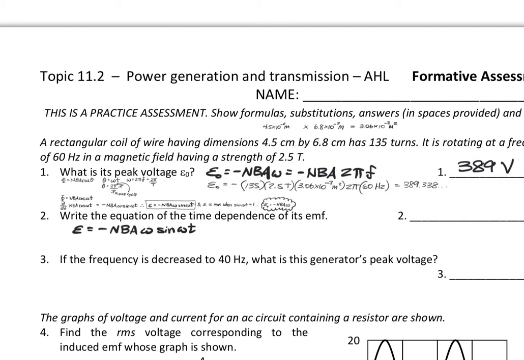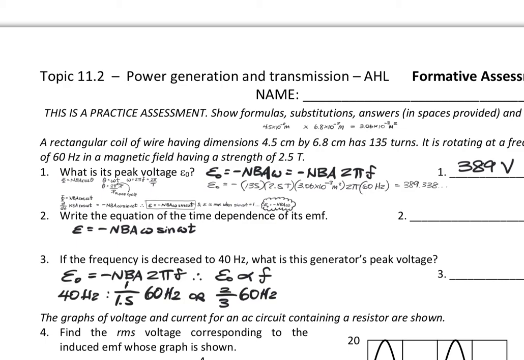All right, that's done. Number 3, if you decrease the frequency to 40 hertz, what is the peak voltage? So I can see that the peak EMF is directly proportional to frequency. So I don't know why they picked 40 hertz instead of, say, 30 hertz. 30 hertz would be half. 40 hertz is not half, it's 2/3. But at 2/3 the frequency, it would be 2/3 the peak EMF. And so 2/3 of 389 and change is 260 volts.